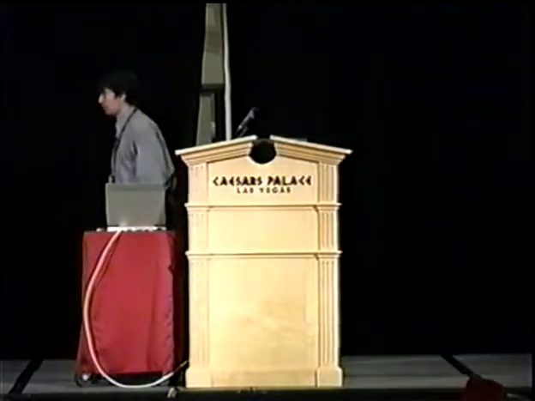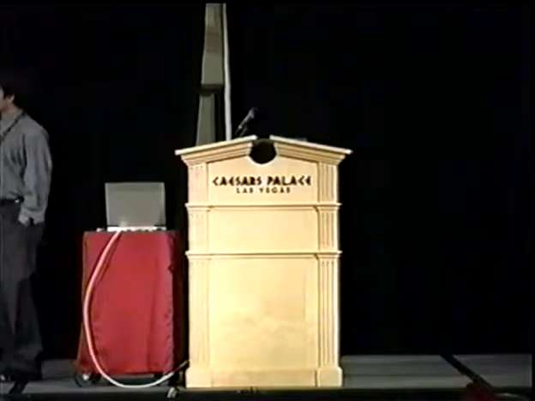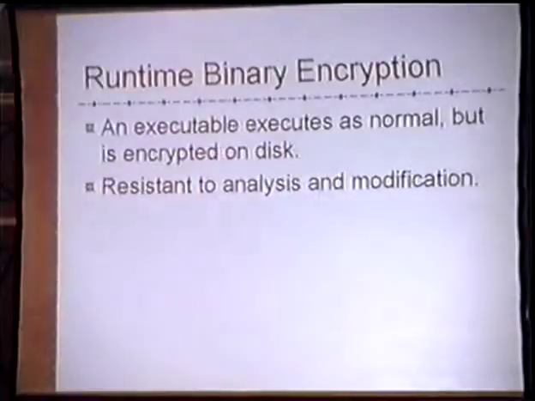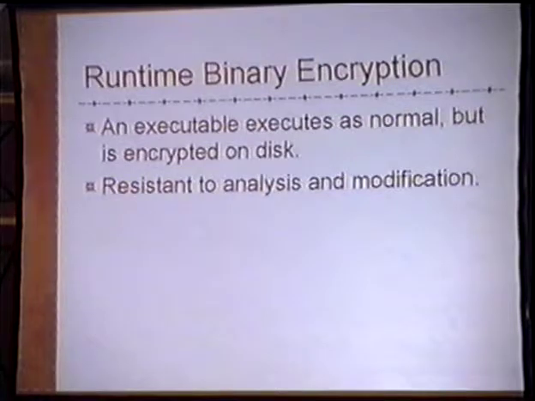The first thing that some of you might be wondering, most of you probably know, is what exactly is runtime binary encryption? It's very simply encrypting an executable such that it's encrypted on disk, and anyone who goes to look at it is going to see that it's encrypted on disk, but it executes as it normally would within memory. So it's resistant to analysis and modification, and hopefully it's resistant while executing as well as on disk. So it's resistant to static analysis as well as runtime analysis.